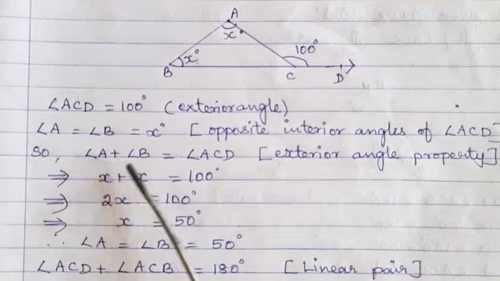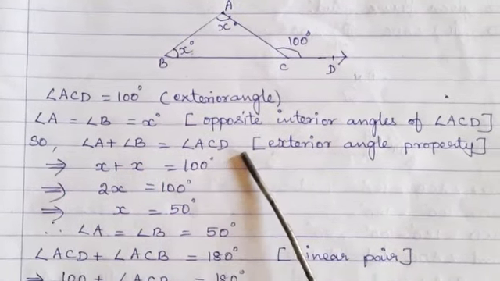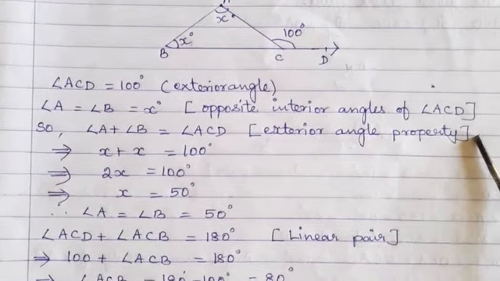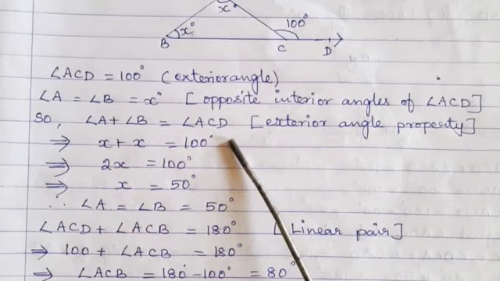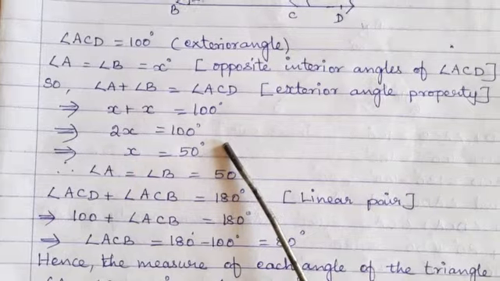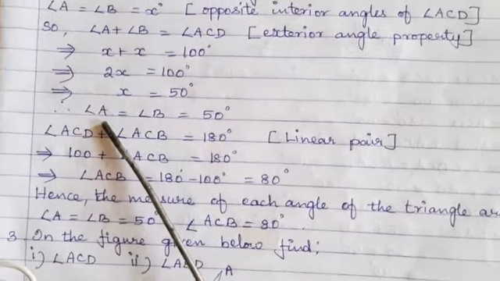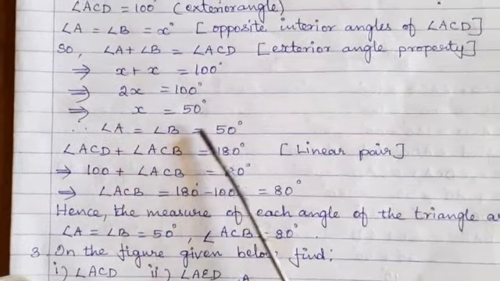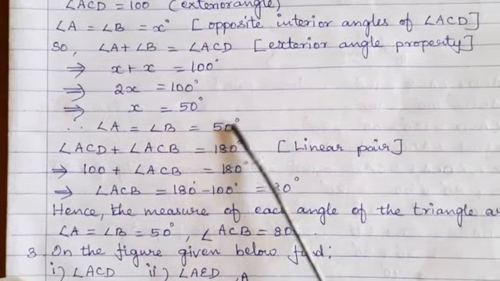Therefore angle A plus angle B equal to angle ACD, exterior angle property. x plus x is equal to 100 degrees, 2x is equal to 100 degrees, then x is equal to 50 degrees. So what are the measurements of the triangle ABC? Angle A equal to angle B equal to 50 degrees, both are equal angles.